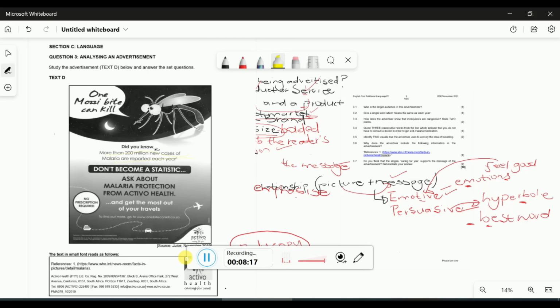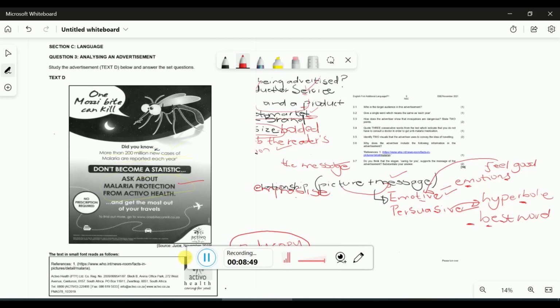We have already spoken about font sizes, that the font will be different, and these ones are bolded. And then it says, "Don't become a statistic." Again, there is the ellipsis, and then shortly after that it says, "Ask about malaria protection from Activo Health." So here they showed us the dangers of malaria, and that more people are being killed by malaria. Even one mosquito bite can kill. And furthermore, now the advertiser says what you need is to ask about malaria protection from Activo Health.